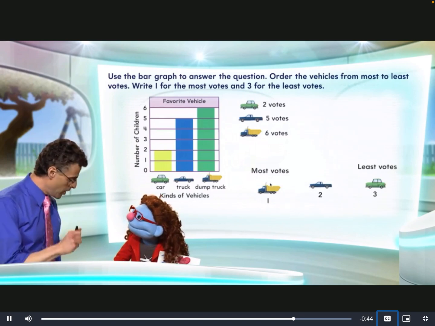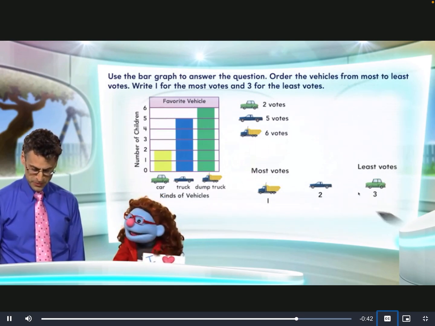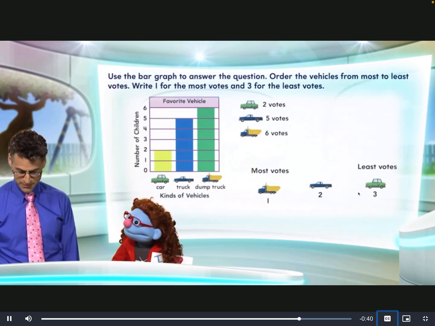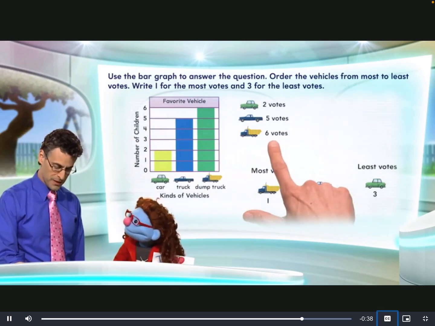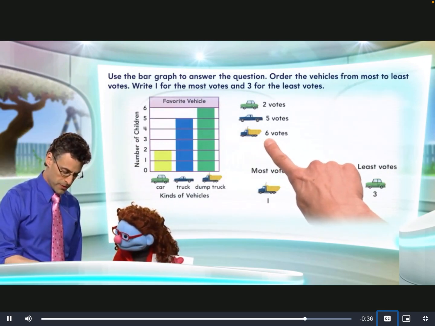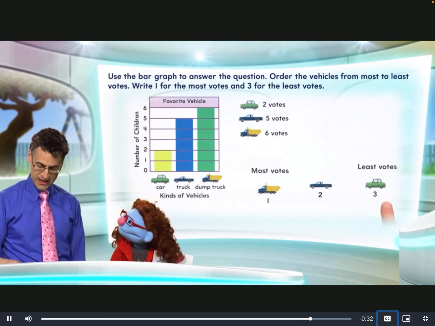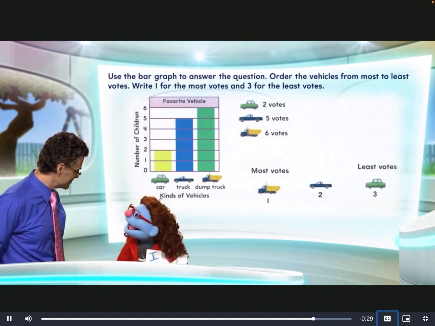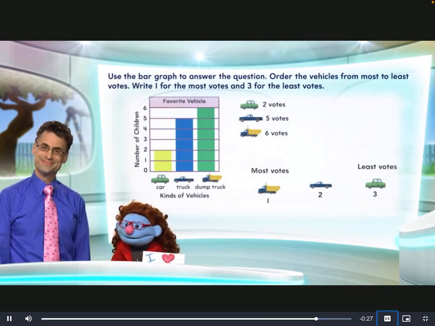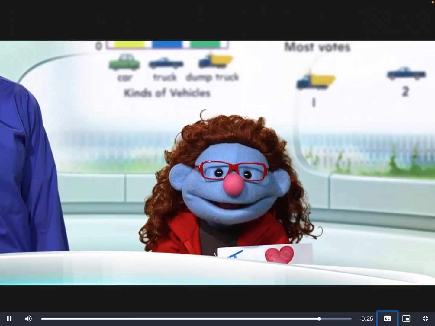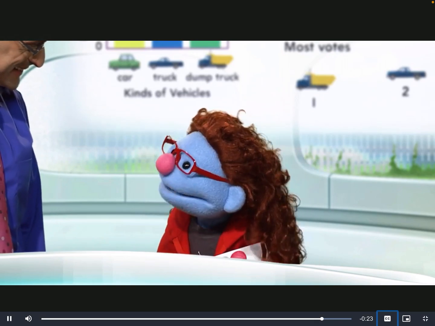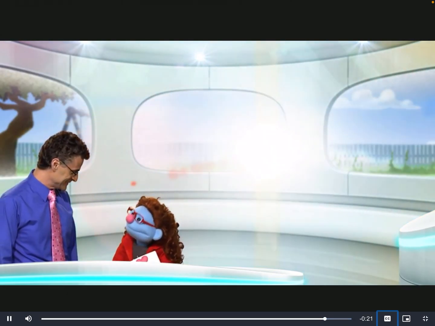And so therefore, we see that we've ordered from most votes to least votes, and we called the most votes number 1, and then number 2, and then 3rd place number 3, in this case is represented by the cars. So it's interesting that even though the trucks got a bigger number of votes, when we write them in kind of order of preference, it's 1st, 2nd, and 3rd. And that's how we look at bar graphs. Oh, wow, that's so cool. 1st, 2nd, and 3rd. Oh, Professor Berger, I just love bar graphs.